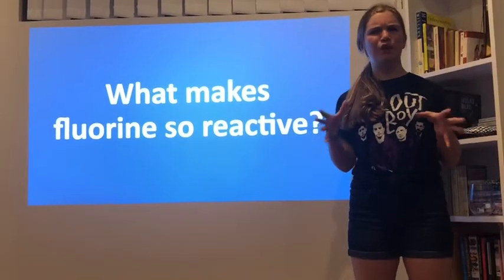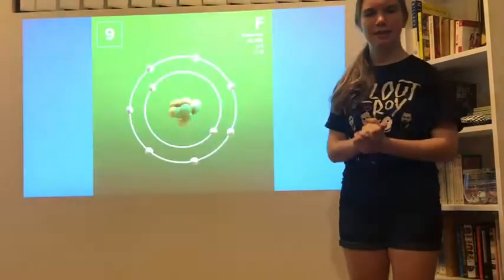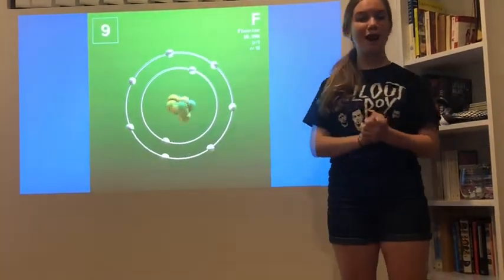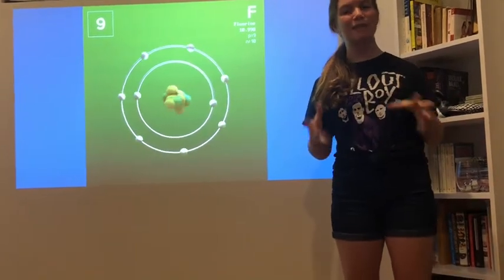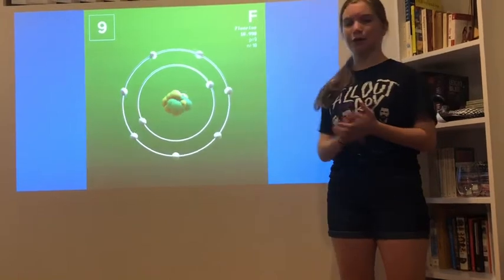Let's come back to our question. What makes fluorine so reactive? It mostly comes down to its electronegativity. Fluorine is the element with the highest electronegativity, meaning it has the maximum tendency to attract valence electrons due to its desire to complete its outer shell.